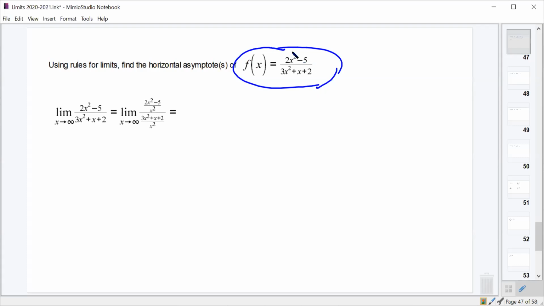What you need to do is if the degree of the numerator and the degree of the denominator are the same, which they are, squared and squared, take the leading coefficients and divide them. So this one should have a horizontal asymptote of y equals 2/3. But we're going to prove that that's true. We're going to show why that's true. So what we're going to do is find the highest degree. The highest degree is 2. So we're going to divide every piece of both the numerator and the denominator by x squared. So that's what I've done here. The limit as x approaches infinity of 2x squared minus 5 over x squared all over 3x squared plus x plus 2 over x squared. And what does that do?